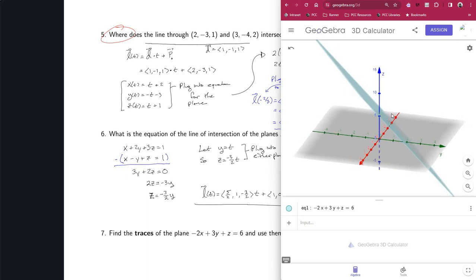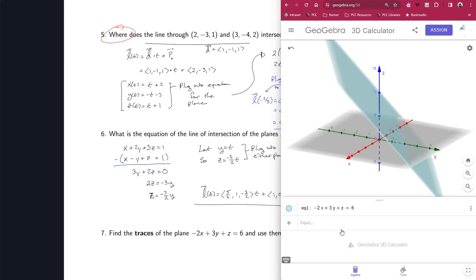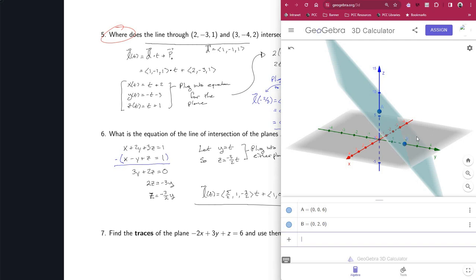So let's find a few points. If I have x and y both 0, then I just have z is 6. So at this point is where the plane intersects the z axis. If I had x is 0 and z is 0, then y would equal 2. Right, so if I plugged in 0 for x and 0 for z, then I'll have 3y equals 6. I divide that 3 off, I get a 2 for the y, and that gives us this point right here.